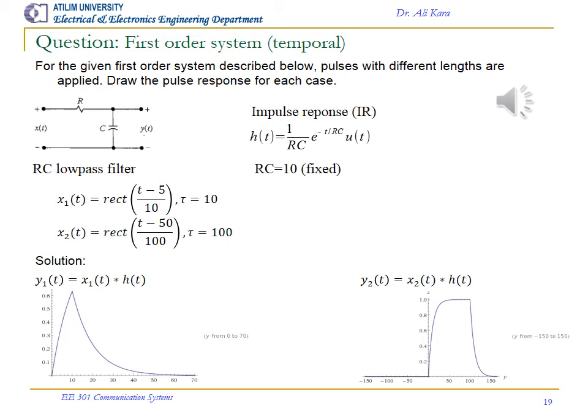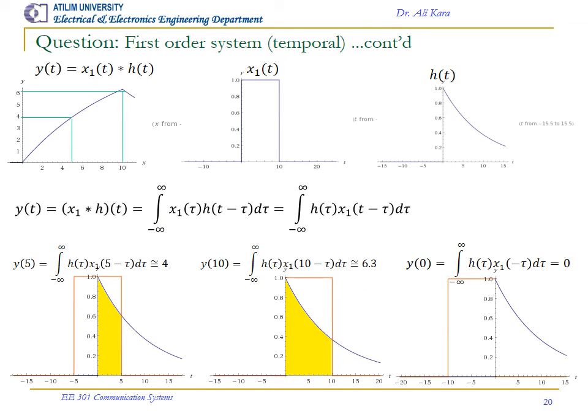Solution: pulse response is found by convolving the input x with the impulse response h. For different pulse lengths, the response changes. Question: first-order system, temporal, continued. Now, let's see how the convolution works in more detail. For convenience, all amplitudes are taken as unity.